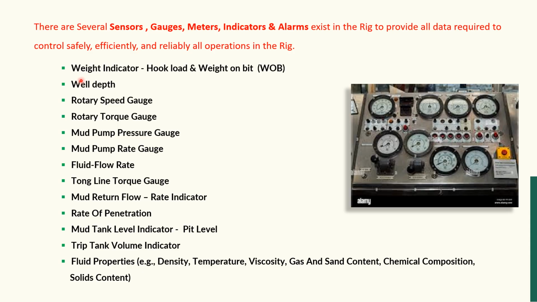Weight indicator. The weight indicator is the biggest gauge in the driller's console, and it consists of hook load and weight on bit. The hook load is the total amount of load hanging from the hook. Weight on bit we have seen earlier; it is called WOB in short. The weight on bit means the total amount of weight being applied on the bit.